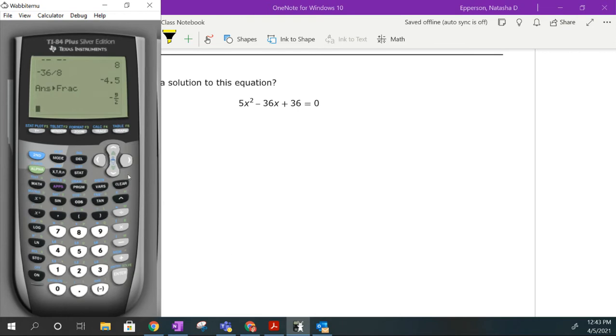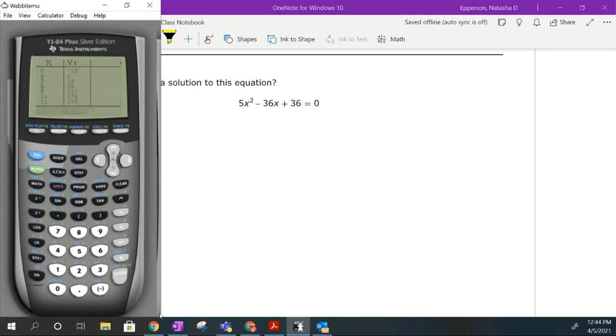calculator to solve this. So I'm going to go to y equals, and I'm going to clear my prior function, and I'm going to put that function in there. So 5x squared. I'm going to put minus. Make sure you're using this minus for when you're saying subtraction, because that's saying 5x squared subtract 36x. Okay, you're going to use this minus, and then we're going to plus 36.